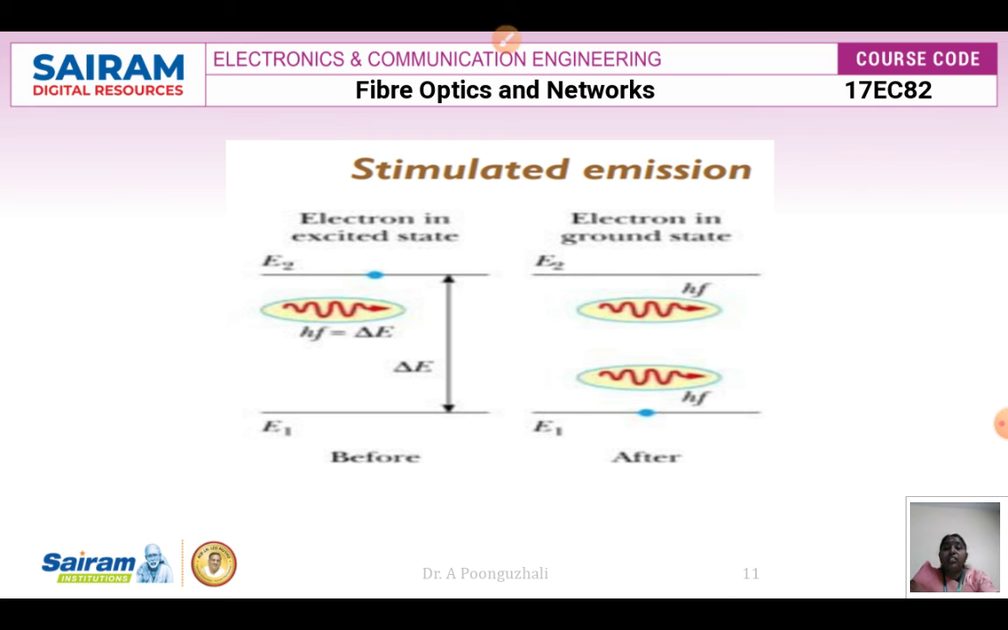Next is stimulated emission. Once the electron is present in the excited state, after some time it automatically falls back to the ground state. When it comes to the ground state, a photon of energy hf is emitted. Now the electron has come back to the ground state. This is called stimulated emission. Emission is from the higher energy level to the ground state, where you emit light.